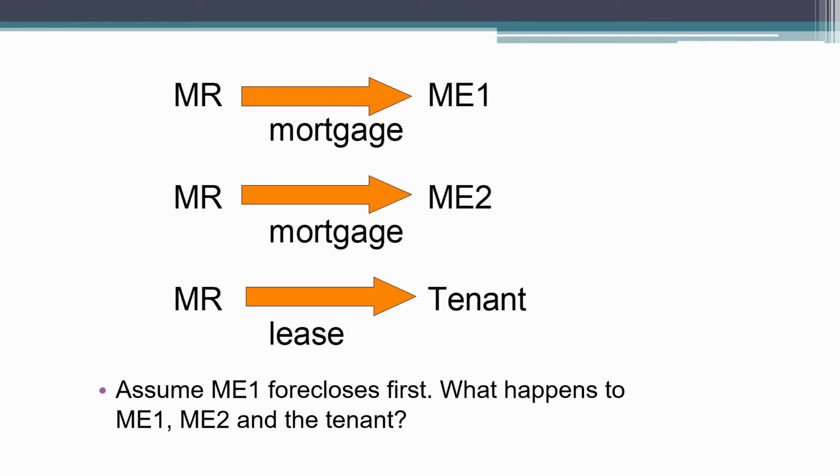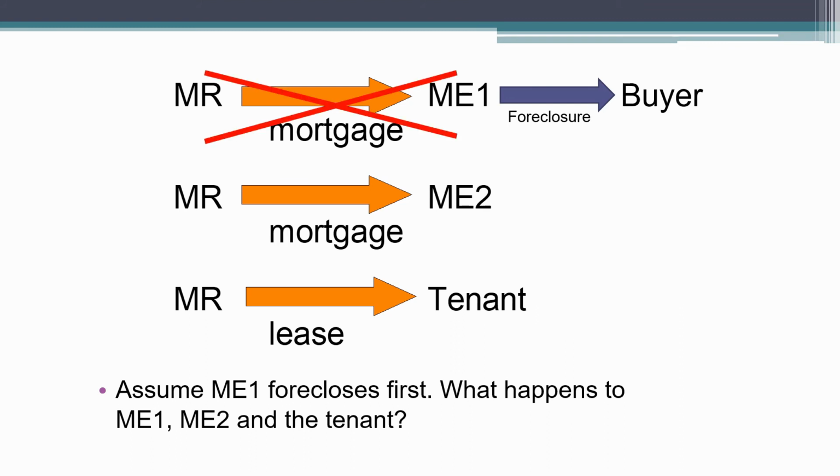So if ME1 forecloses, what happens? Well, there's our foreclosure sale, and the buyer will buy the property. What about the other parties? Well, ME1's mortgage is wiped off the title to the land because it's the mortgage being foreclosed. ME2's mortgage is wiped off the title to the land because it is subordinate to ME1's. We're assuming now that ME2 is properly made a party to the foreclosure.